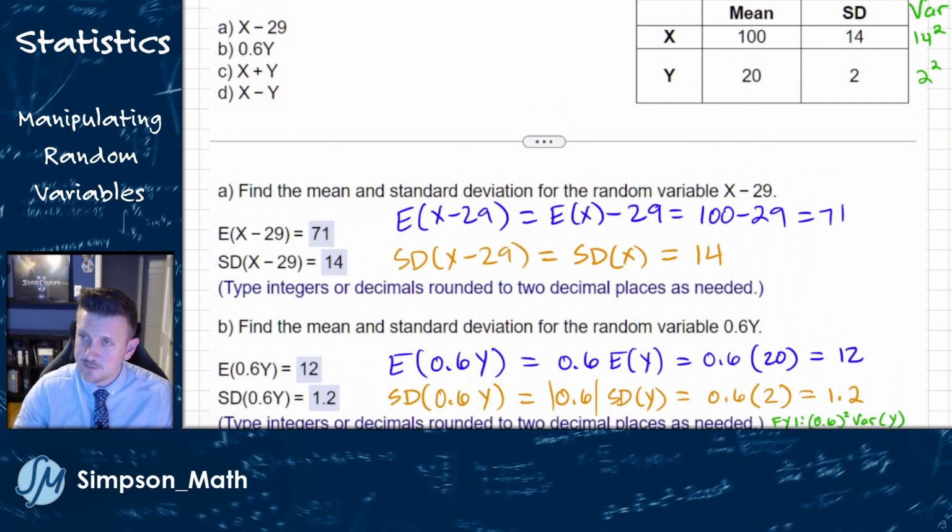What about our standard deviation? We don't know what the standard deviation of 0.6 times y is, but we do know that I could pop this constant, 0.6, out, as long as it's positive, or make it positive through the absolute value. So now we just have 0.6 times the standard deviation of y. Good for us. We know the standard deviation of y, it's 2, and so we end up with 1.2.